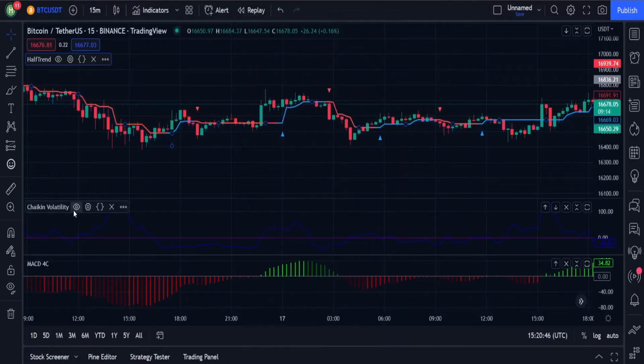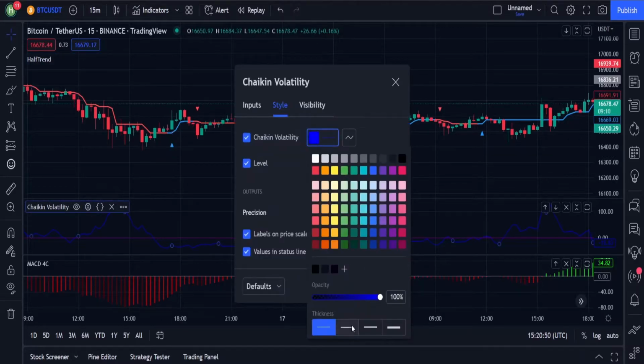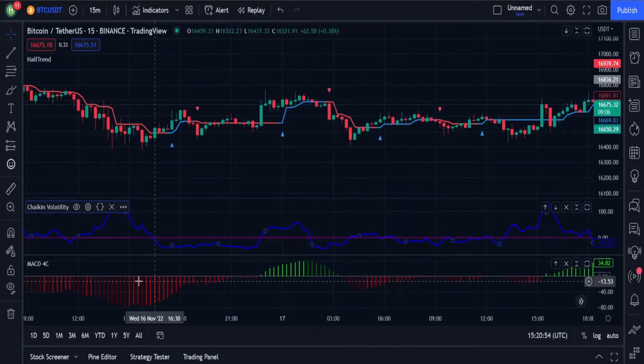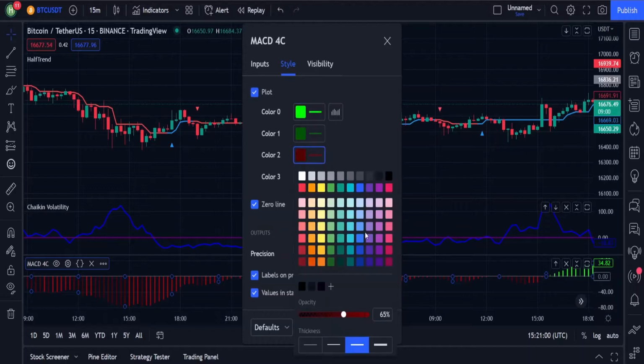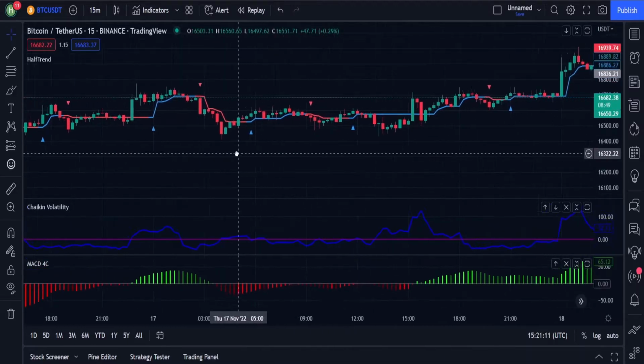Now, let's make this Chaikin volatility line more visible. For this, we'll access its settings and make this more prominent. And lastly, let's make this MACD a bit more visible as well. In its settings, we'll increase opacity for all the colors. After all these changes, our setup is complete and we can start trading using this strategy.